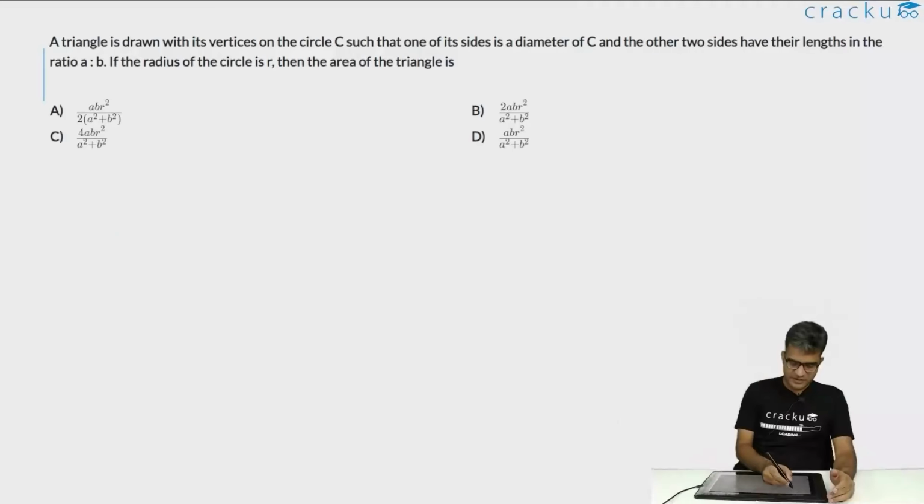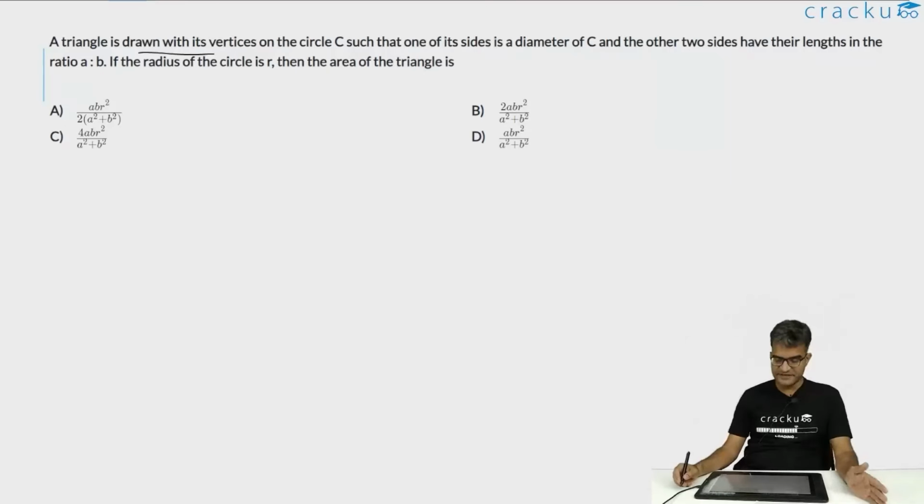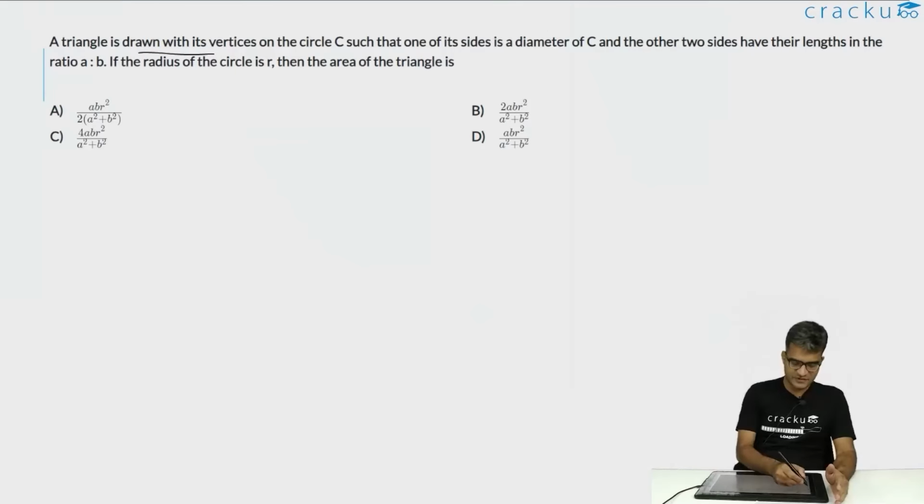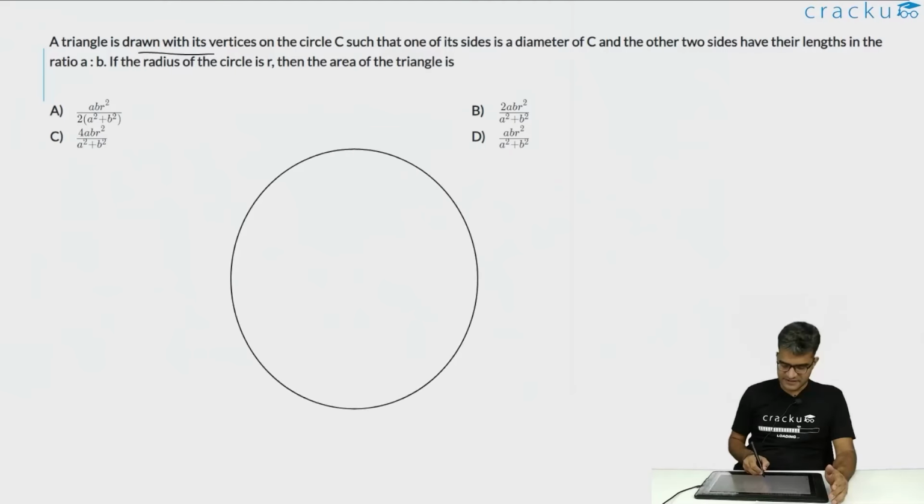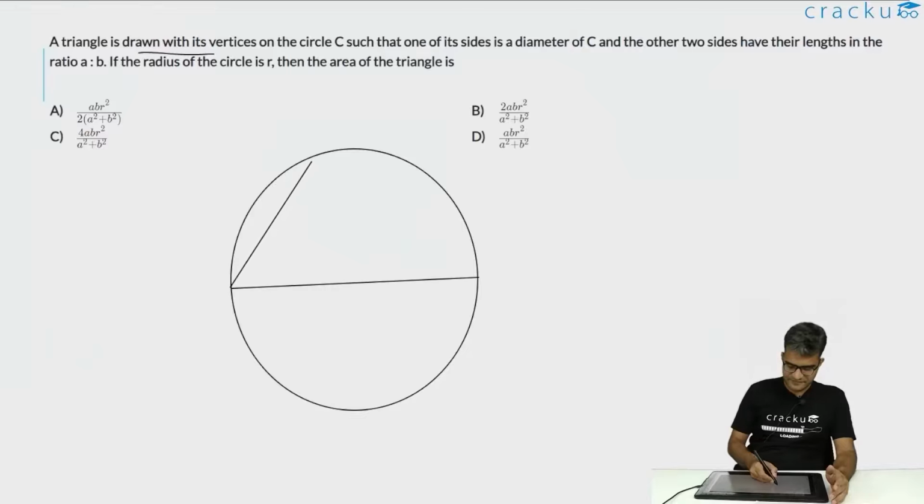In this question we are told that there is a triangle which is drawn such that the vertices of the triangle are on a circle C. So let us assume that this is how the circle is, and this is how the triangle is. One of the sides of the triangle is the diameter. Let us assume that this is A, this is B, and this is C.